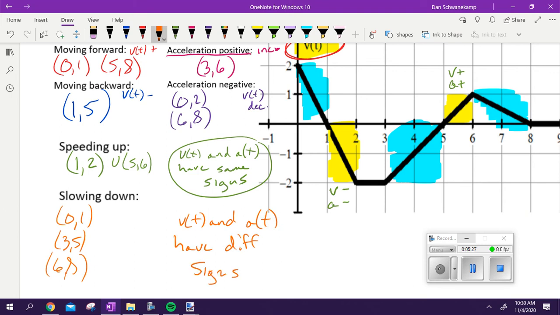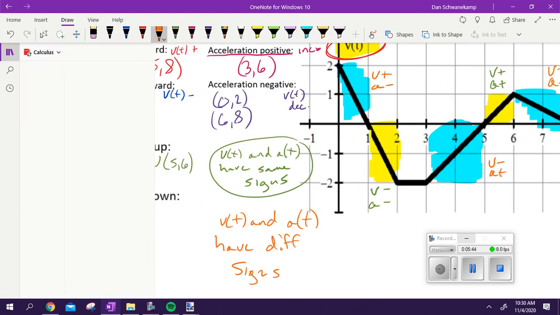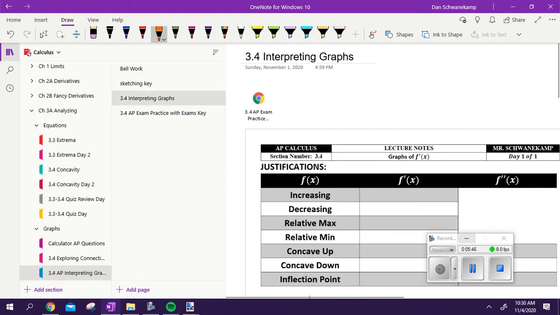Okay, like right here, my velocity is positive, but my acceleration is negative because I'm above the x-axis, but I have negative slope. Right here, my velocity is negative, but my acceleration is positive. I'm below the x-axis, but I have positive slope. And again, velocity is positive, acceleration is negative. That is how we justify speeding up, slowing down. We will do that again later on, but I wanted you to see it again.